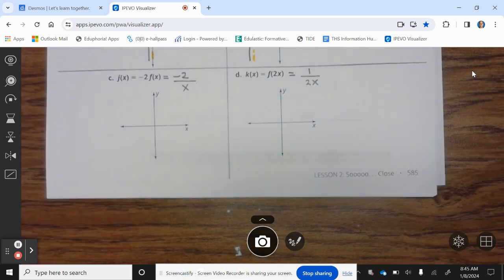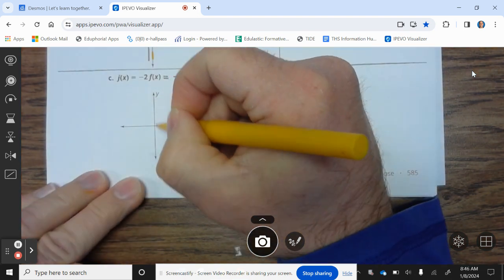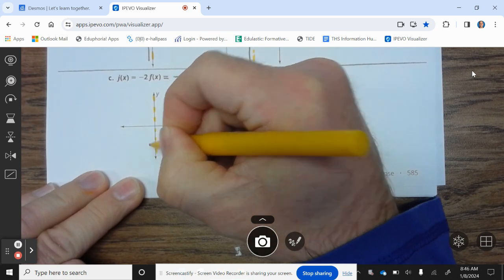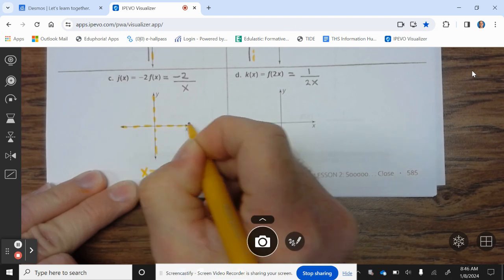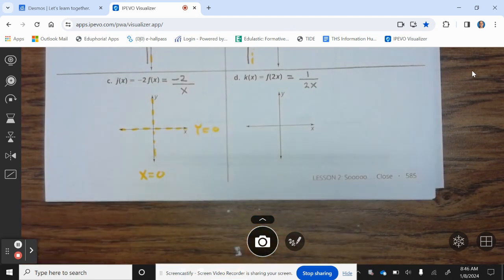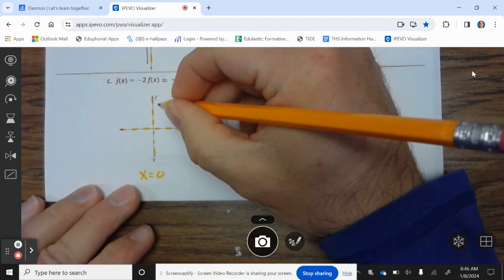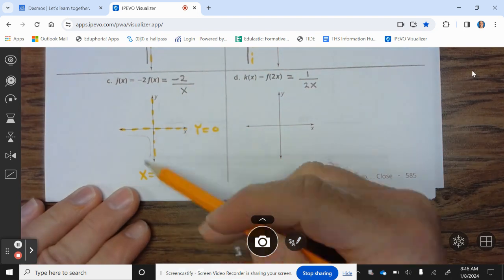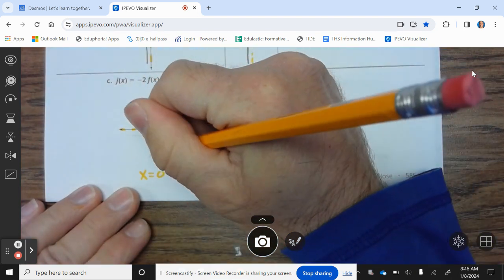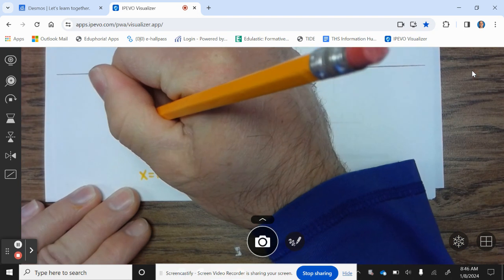C. j of x equals -2 times f of x, which equals -2 divided by x. So our vertical asymptote is at x equals 0, and our horizontal asymptote is at y equals 0. Now, the graph would be here and here, but the negative reflects it, so now it's here and here.